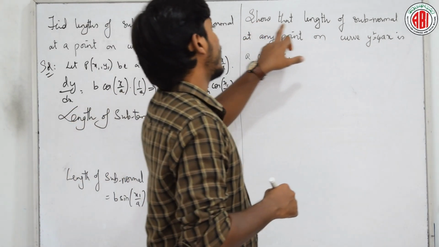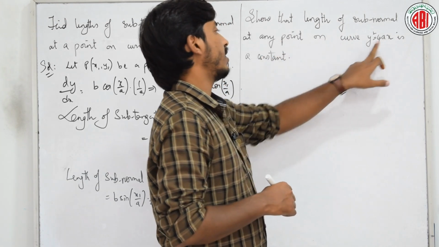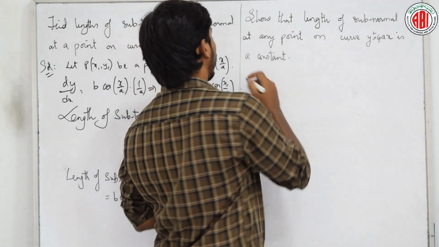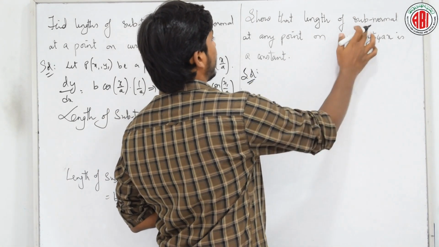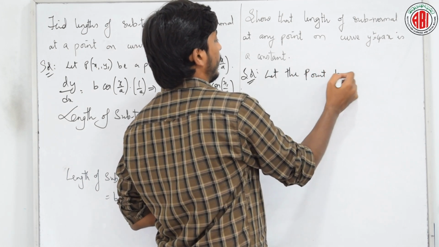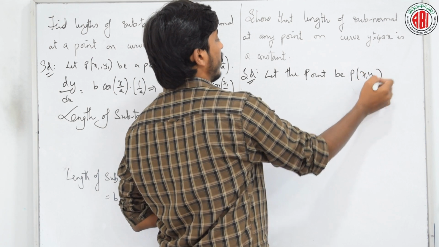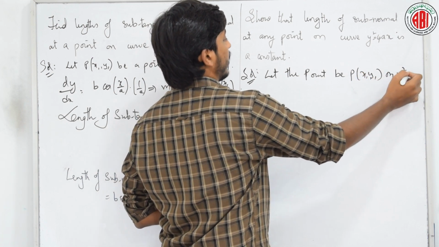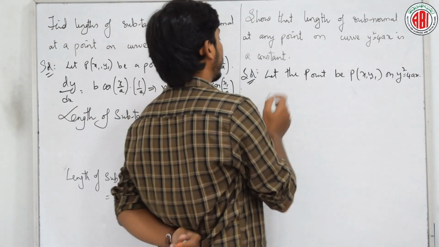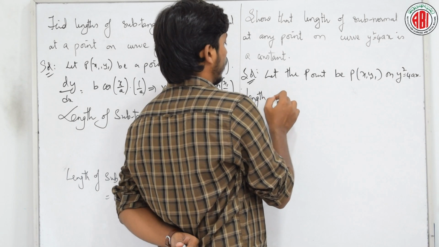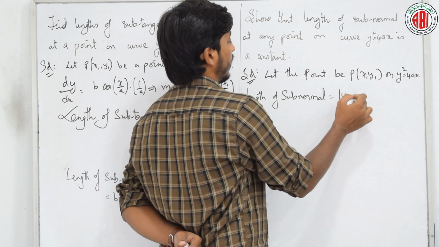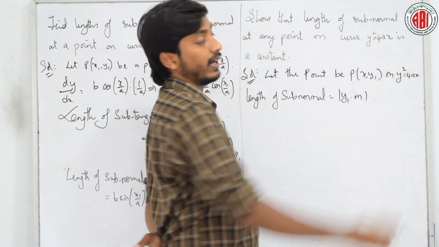See here. Show that the length of a subnormal at any point on the curve y square equal to 4ax is a constant. That is, we have to find the length of subnormal. So, let the point be P(x1, y1) on y square equal to 4ax. Now, what is the length of subnormal? The length of subnormal is y1 into m. In order to find that, we have to find m.